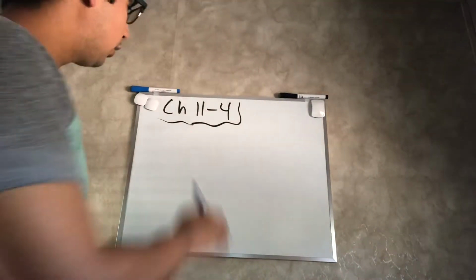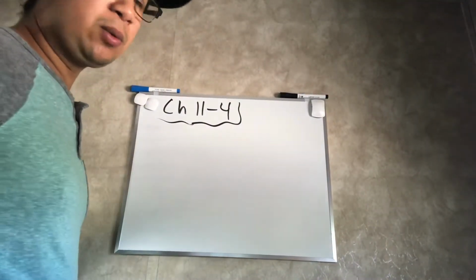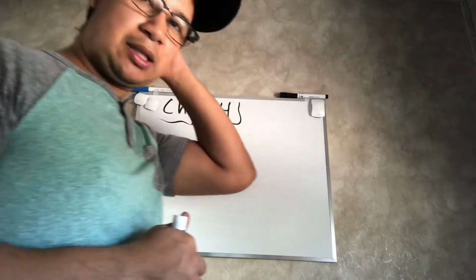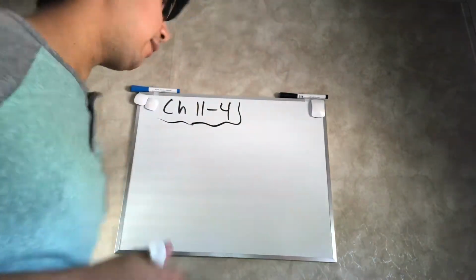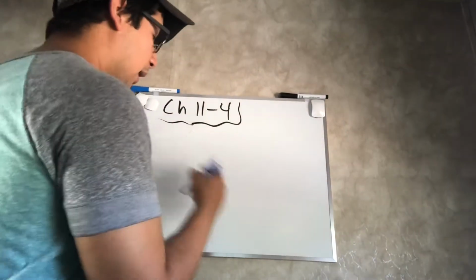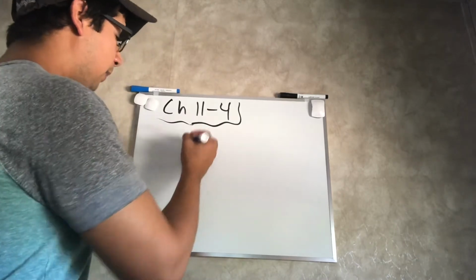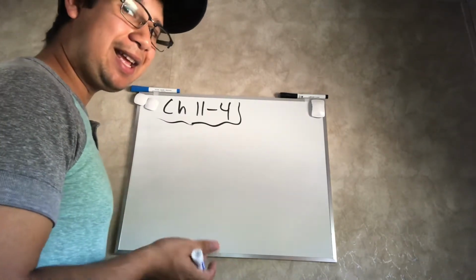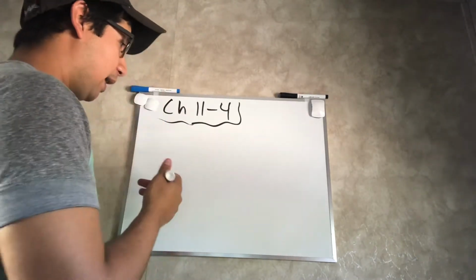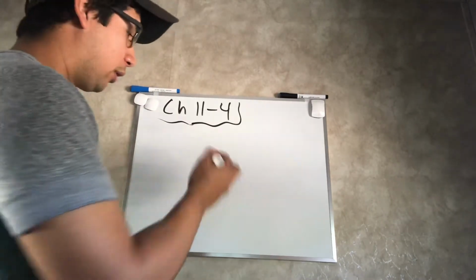Yes, this is chapter 11-4. This is the work. Now remember, section 4 of chapter 11 talks about regular polygons. Remember, a regular polygon is a shape that has the same sides and the same angles. So all the sides and the angles are congruent.